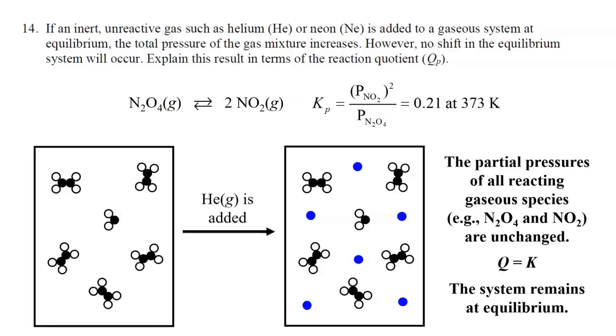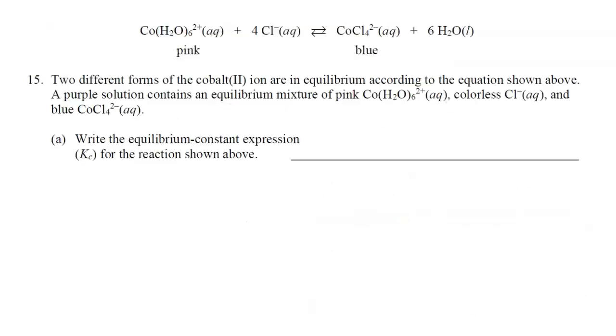Okay, now we're going to move on to question 15 in the packet. We're going to say goodbye to gaseous equilibrium systems, and we're going to talk about a different aqueous equilibrium system. And this particular system involving cobalt ions, this is one that I have demonstrated for you in class. So hopefully you find this particular system familiar from the demonstration that you saw in class.